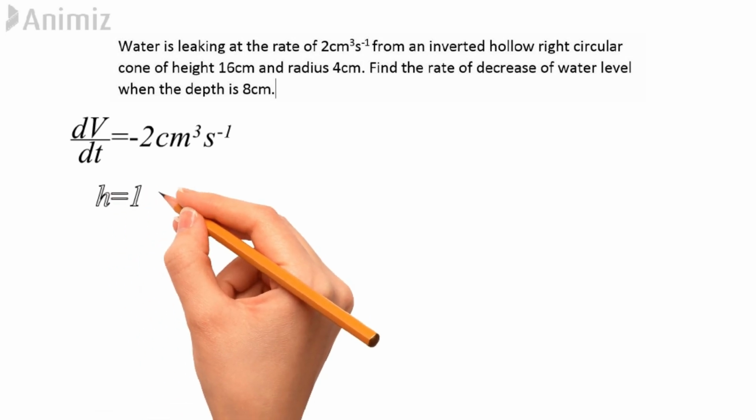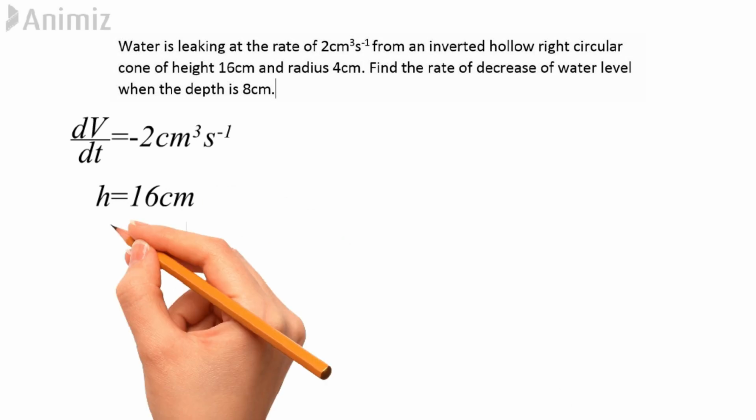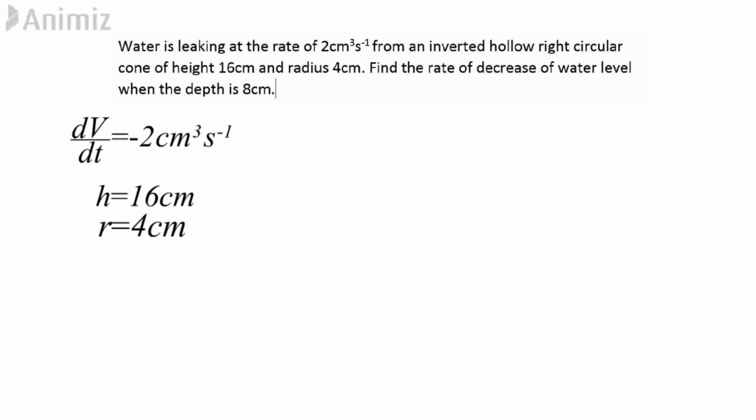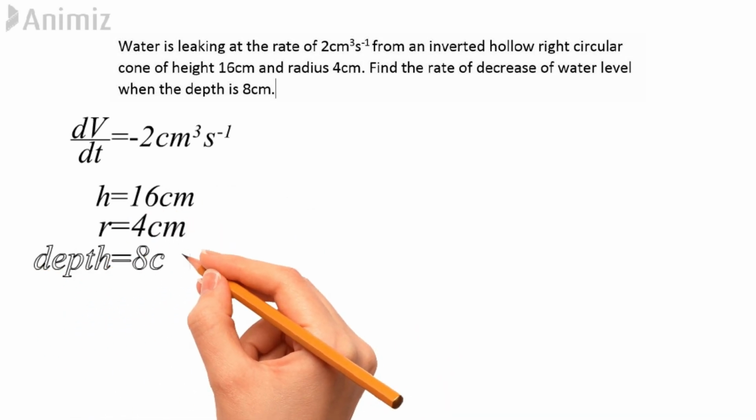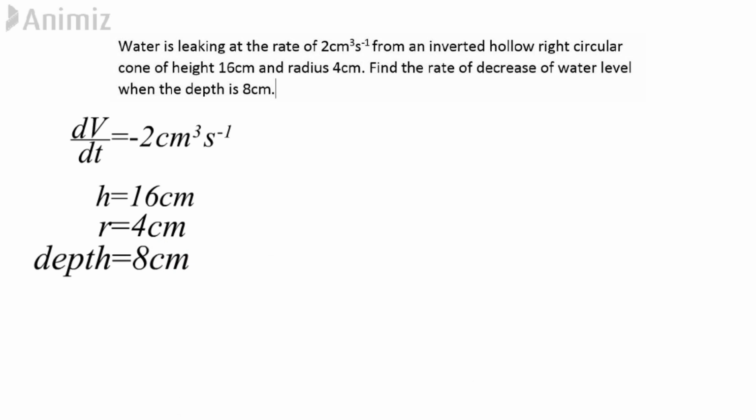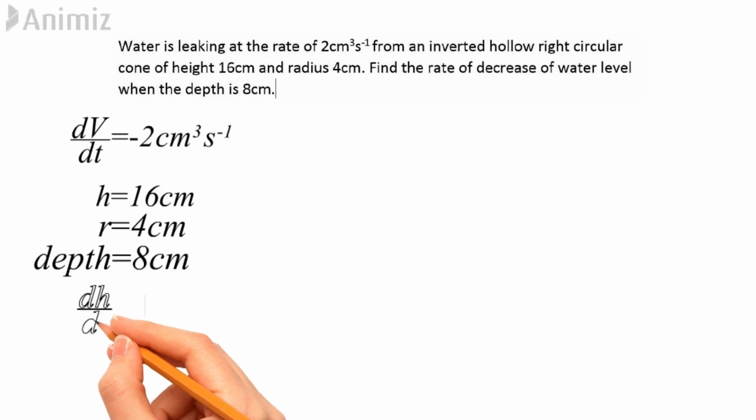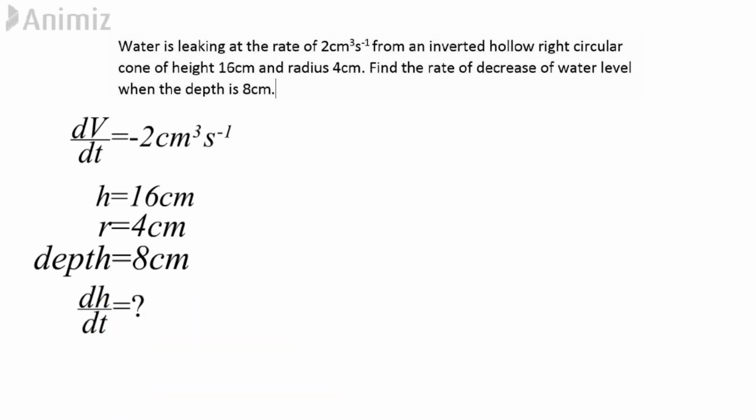Now, let's list the constant variables. It is given that h equals 16 cm, radius 4 cm, and depth 8 cm. Lastly, for the first step, we scan for any rate of change of any quantity mentioned, and there it is: the rate of decrease of water level, which is dH over dt. Okay, step 1 is done.